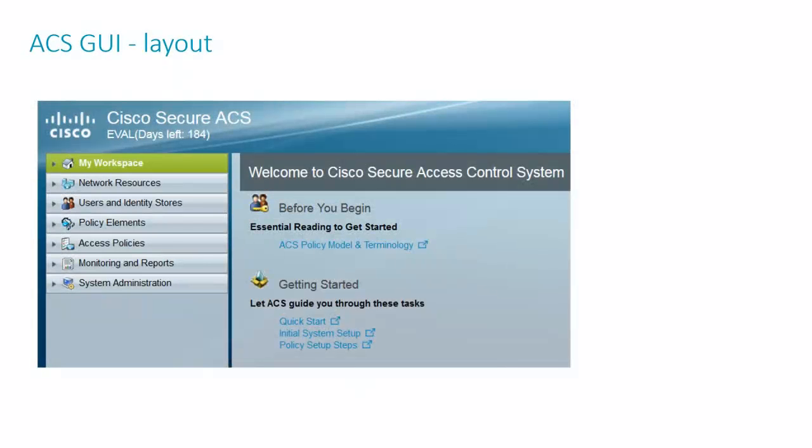Let's first discuss the ACS UI and how it's been laid out from a configuration area perspective. Our discussion related to configuration gaps will have all these sections prioritized in the top-down way as laid out in the ACS UI. Network resources, users and identity stores, policy elements, access policies, and so on.